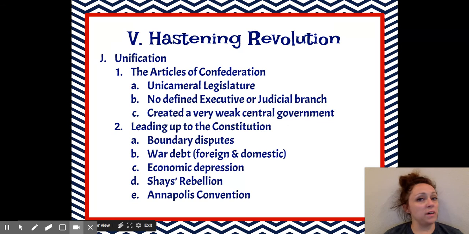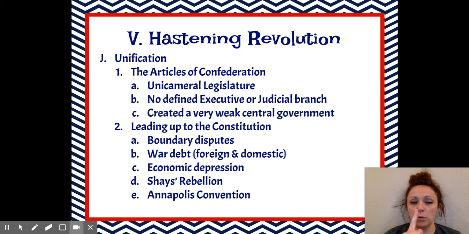Now, the Articles were very weak because they did not have an executive or a judicial branch. It was also a unicameral legislature, which means only one branch in Congress. But the goal of it was to create a really weak central government, because our founders were like, no, we're not going to have a super strong central government like we had under Great Britain. So eventually, the founding fathers and our federal government realized, you know what, if we're going to be a good functioning government, we probably need to have a little more power.